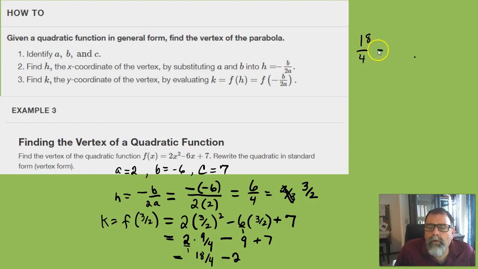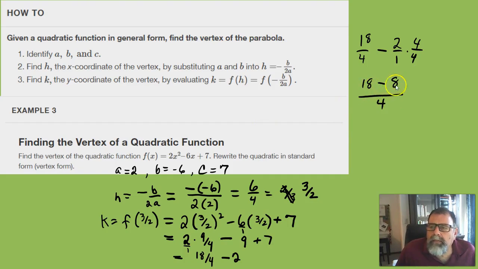minus 2. And then 18 over 4, here, scratch work, let's see. 18 over 4 minus 2 over 1. We want to get a common denominator. So we're going to multiply top and bottom by 4. So that would be 2 times 4 is 8. And then they both have a common denominator of 4. So make it one fraction.